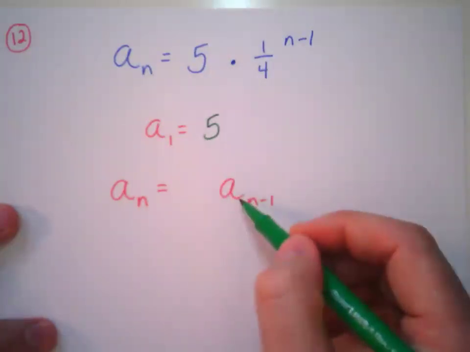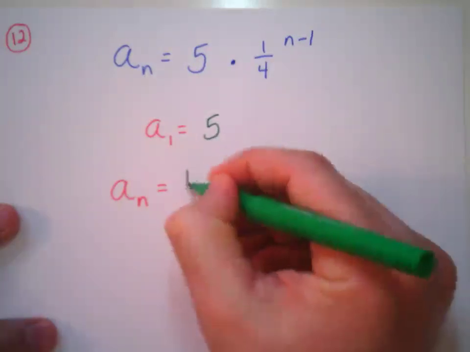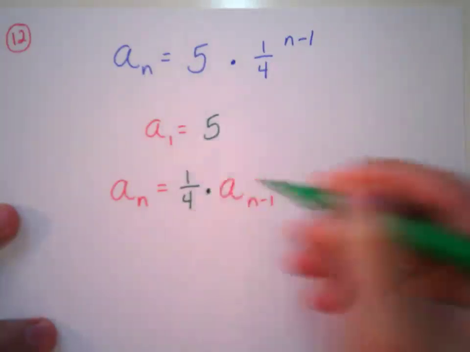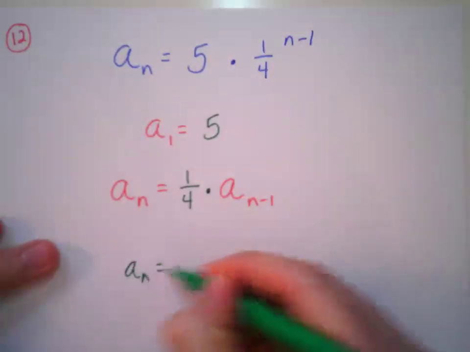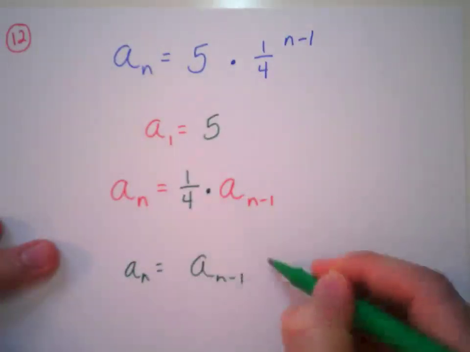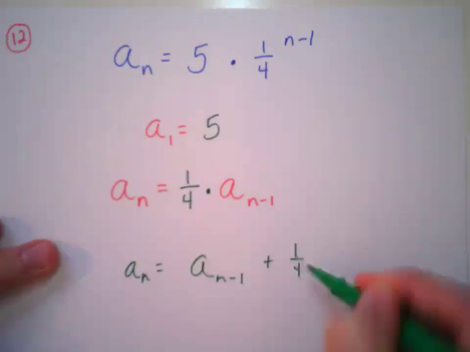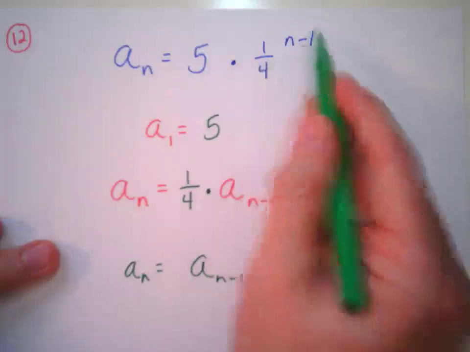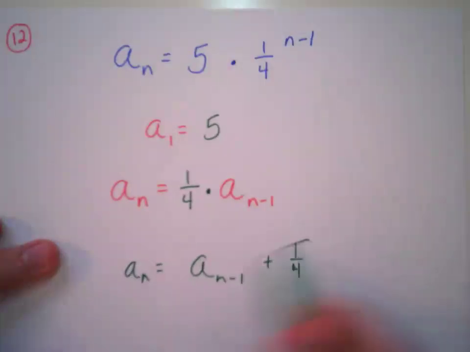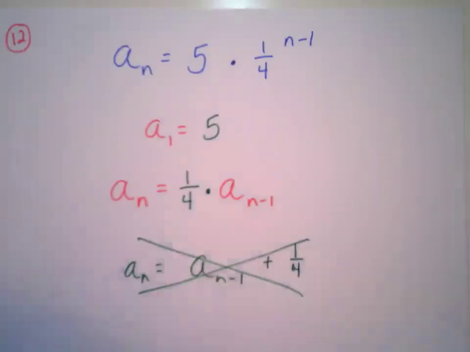So when we write it down here in our recursive formula, we have to put 1/4 times a sub n minus 1. It's not plus, it's not minus, it is multiplication. So I think there were two different options. There was that answer, and then there was also a sub n minus 1 plus 1/4. But notice again, this is not an arithmetic sequence because this is multiplying, and then you also have the n minus 1 exponent. So that would not have been correct. The answer is 1/4 times a sub n minus 1.